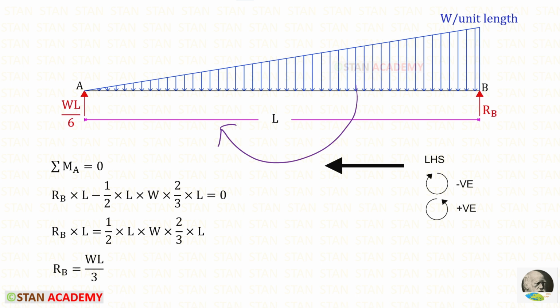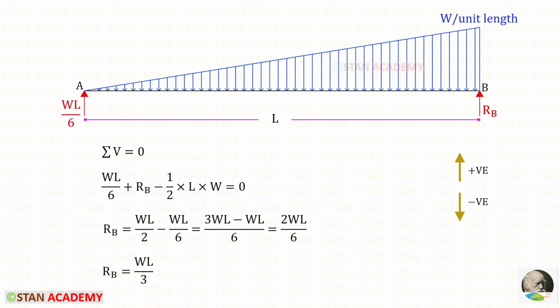We know that for the UVL we have to multiply the area with the centroid distance. We know that this is the area. The centroid distance about this point is 2 upon 3 into breadth. Here the breadth is L, so it is 2 upon 3 into L. For RB, we will get WL upon 3.